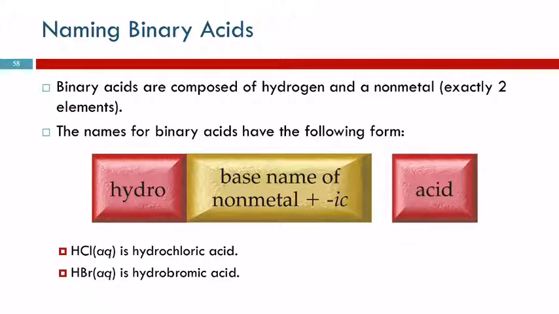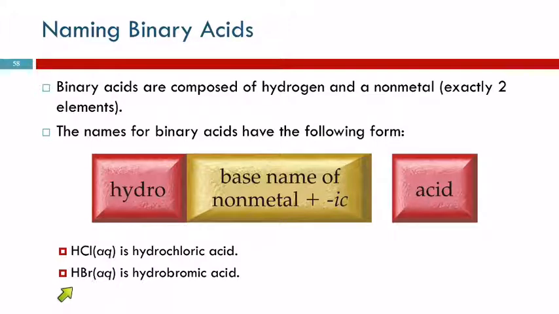We've got hydrogen and a nonmetal. And so here's the pattern for the name. We're going to look at the name of that nonmetal. That's the base name here, and we change the ending of the element name to ic. We put a prefix hydro on the front, and then the word acid at the end.